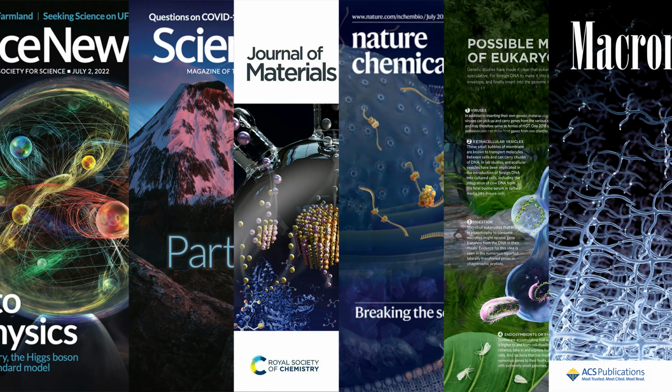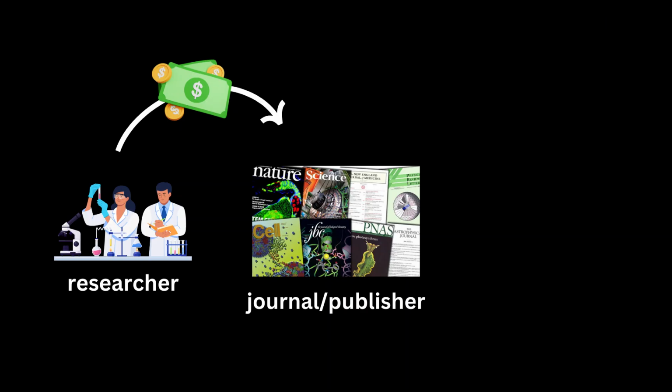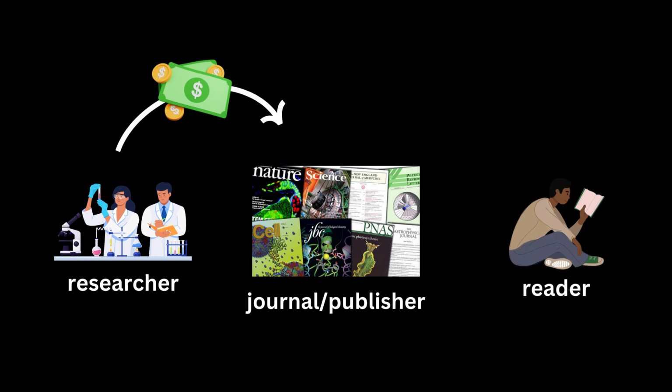journal. The problem is they pay the journal to have their work published in that journal. So even though the professor or the researcher does all the work, they're the ones who have to pay the journal to have their work published. So already the incentive isn't really right there. But what about if we normal people, we want to read that article? Well, we also need to pay the journal to access the article.